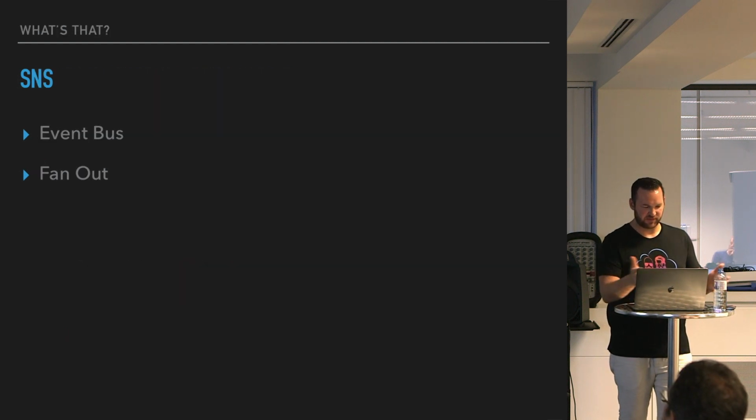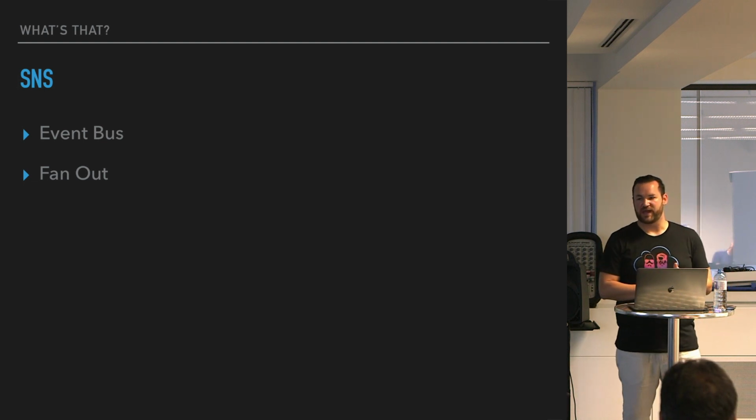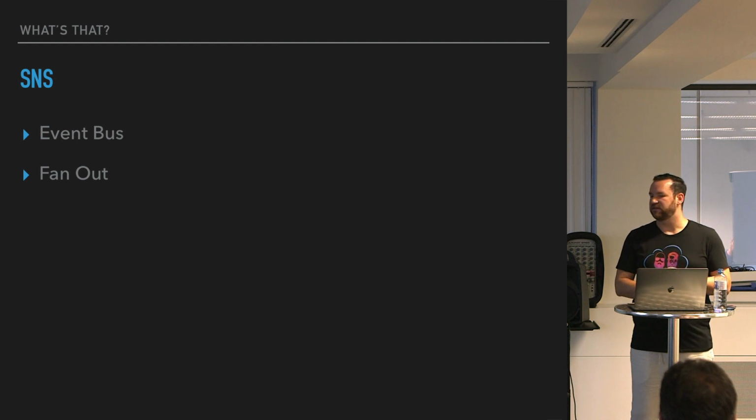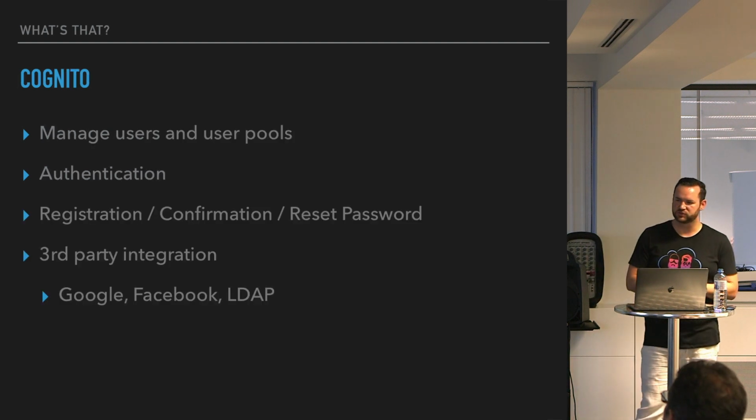And SNS, very easy. It's an event bus in AWS, and you can use it for fan out. So that means you have one event, and a lot of consumers consume those events in parallel and can work with this event.